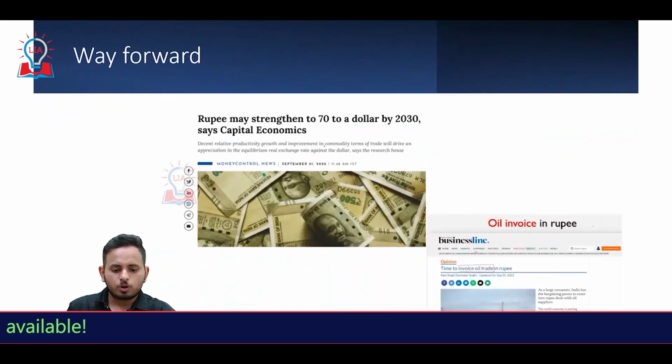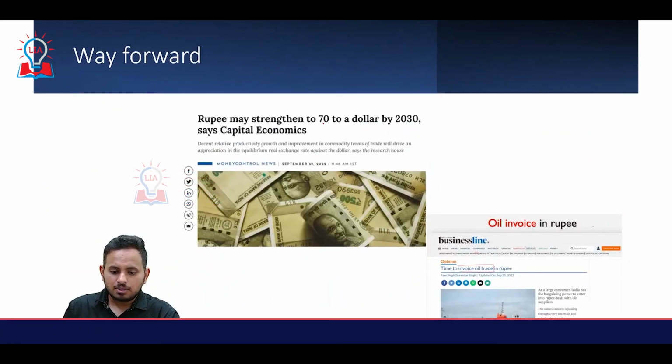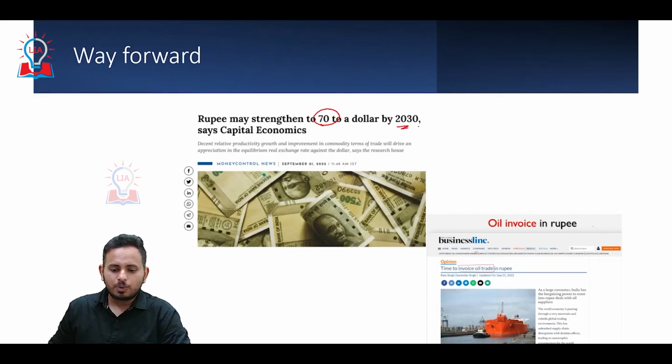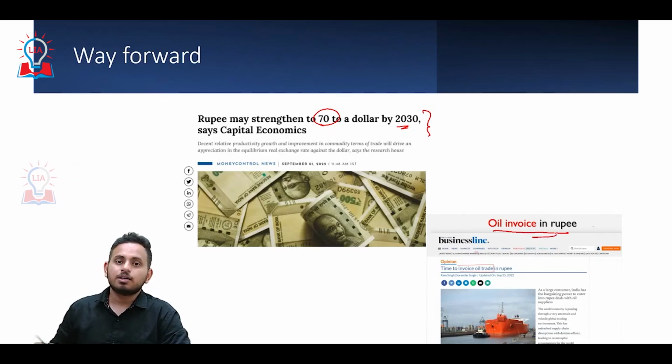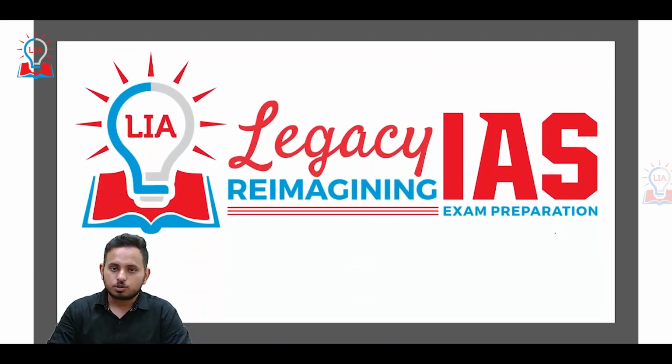What is the way forward? The rupee might strengthen to 70 to a dollar by 2030. It's a projection. It is very, very much possible. And oil invoicing in rupee is something that India has to look for in the near future.